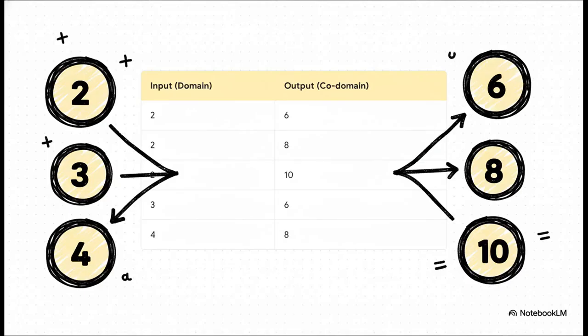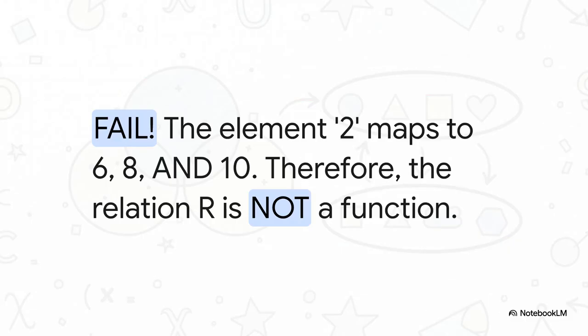Let's look at our pairs. Okay, the input 3, it only goes to one place, to 6. And the input 4, it only goes to one place, to 8. Looking good so far. But what about the input 2? Uh-oh, it maps to 6, but it also maps to 8, and it maps to 10. That's 3 different outputs coming from just one input. That's 3 arrows. And that, my friends, is a massive violation of rule number 2. An input is not allowed to have multiple outputs. So because our element 2 goes to 3 different places, our relation R completely fails the function test. It is 100% not a function.